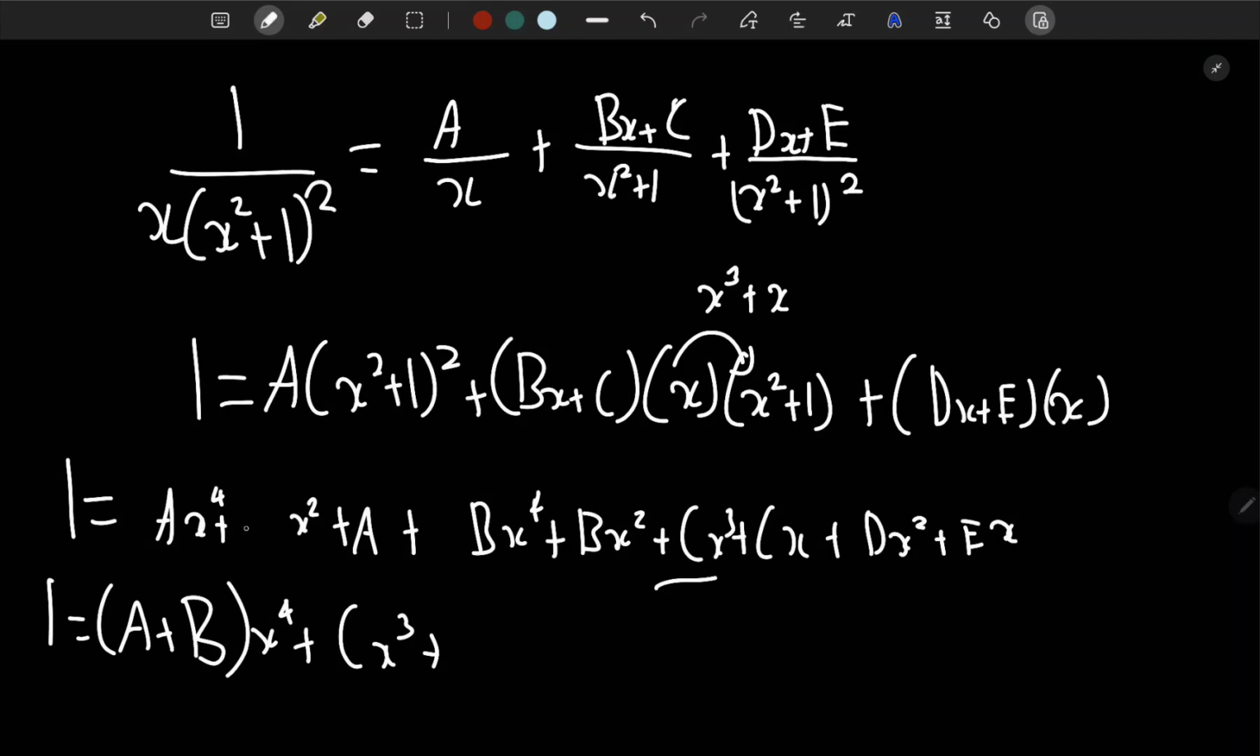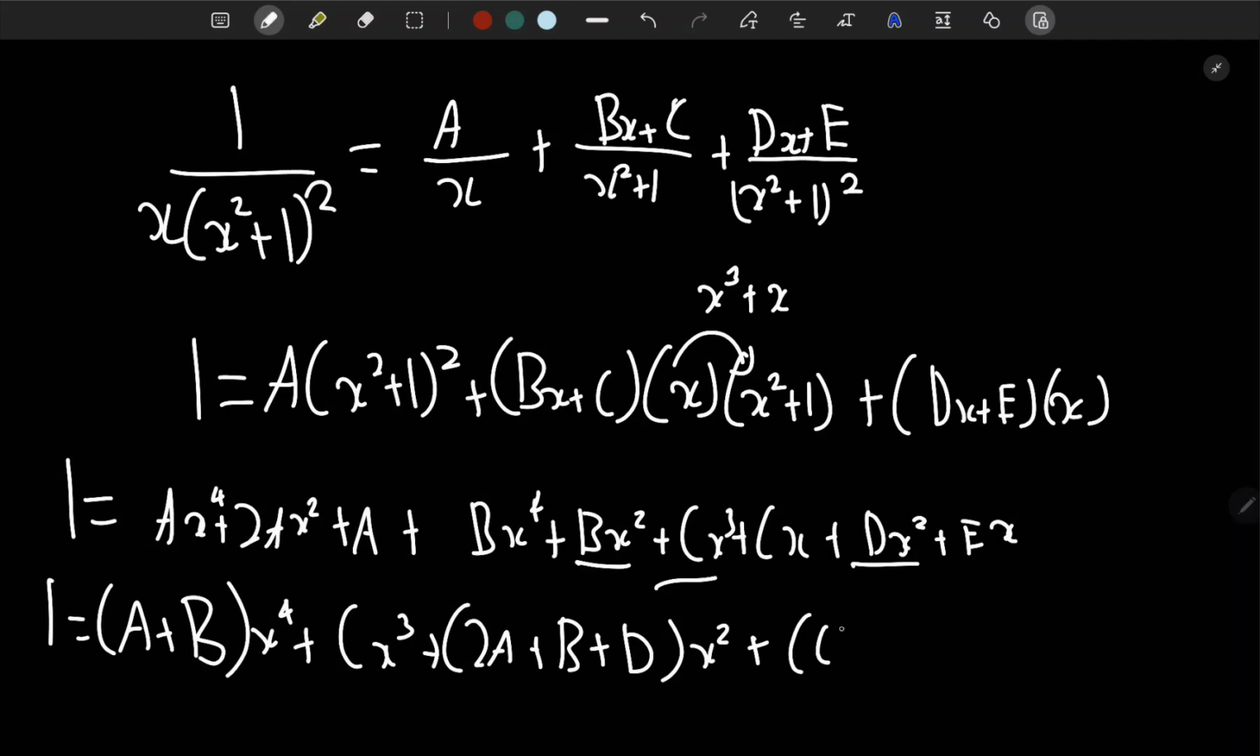Here we do have x to the power of 2, so it's going to be 2A, plus we do have Bx to the power of 2, so B, plus, and the last one we have is D, this part, into x to the power of 2, plus C plus E x, since this and this are together, and last but not least, don't forget about the A here.